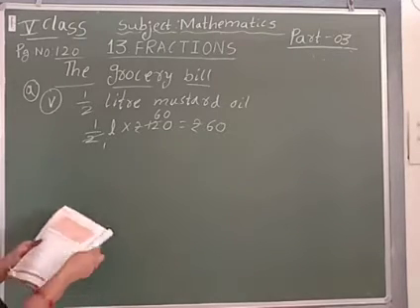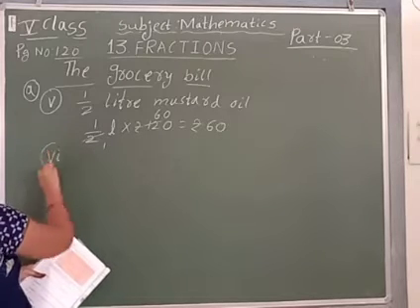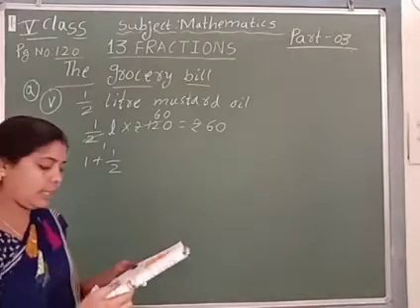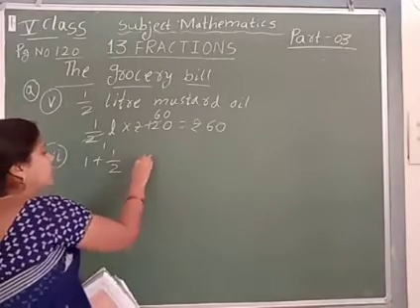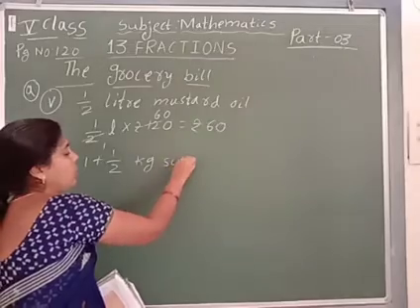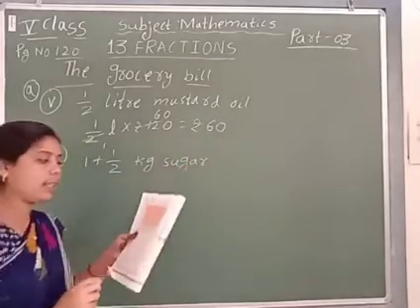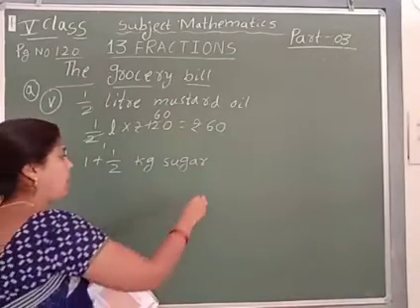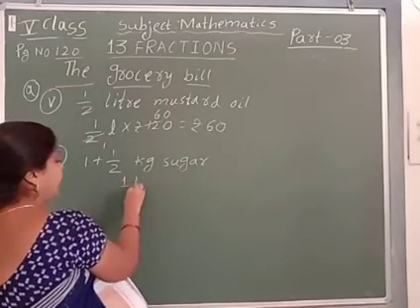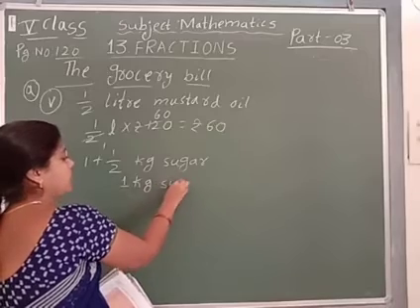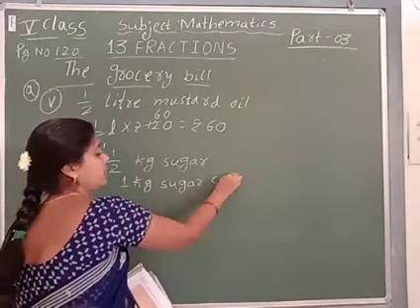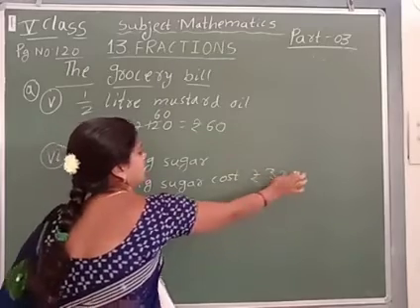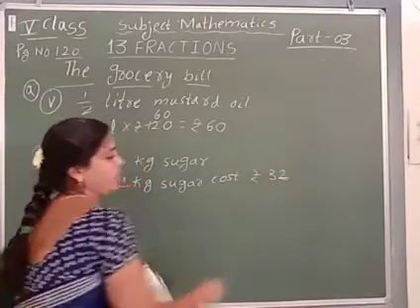Then the 6th one, 1 and a half kg sugar. How much does 1 kg of sugar cost here? In this picture, 1 kg sugar costs 32 rupees.